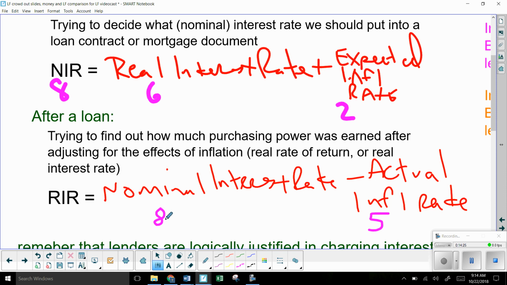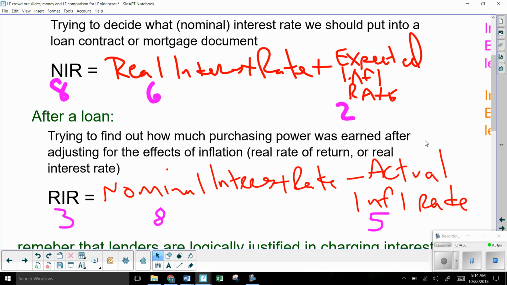So now I have my $108. I go to the store and prices are 5% higher. So it costs $105 just to buy the stuff that today would cost $100. And so really I can only get 3% more stuff. So my real rate of return was lower than I would have thought or would have hoped at the time of the loan.